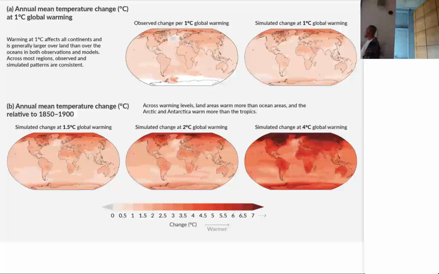The first pattern that you may note is that it warms faster over land than over the ocean. And this is very simply because of the greater heat retention of water over land. You guys live in Brighton, so you know about this anyway. So what happens? If you get into winter, it gets dark before it gets cold, right? And then in spring, actually, it gets light before it gets warm.